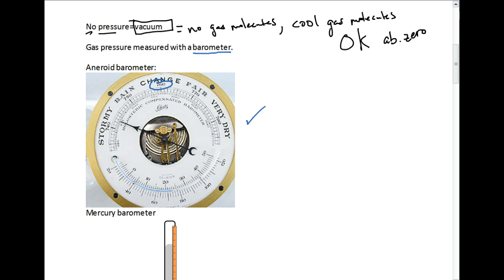Now, you see that it's written on here that it says stormy here, rain, and then maybe very dry here. As storm systems move in, the aneroid barometer usually reads a lower pressure system, and sometimes you hear weather people talk about this. Or high pressure systems sitting over, like California right now, there's a high pressure sitting over us, so we don't get very many storms. It's very, very nice weather, although we need some rain.